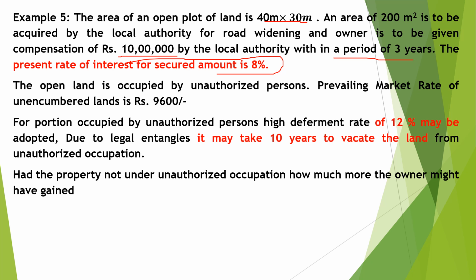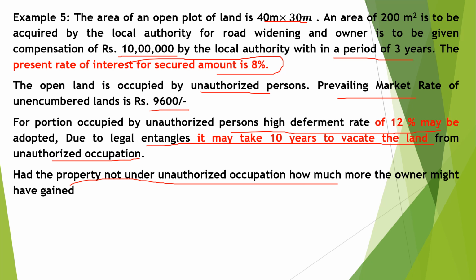It is also given that the open land is occupied by unauthorized persons. Prevailing market rate of the unencumbered land is rupees 9,600. For the portion occupied by unauthorized persons, a higher deferment rate of 12% may be adopted. Due to legal entanglements, it may take 10 years to vacate the land from unauthorized occupation. Had the property not been under unauthorized occupation, how much might the owner have gained? So this thing we have to calculate.